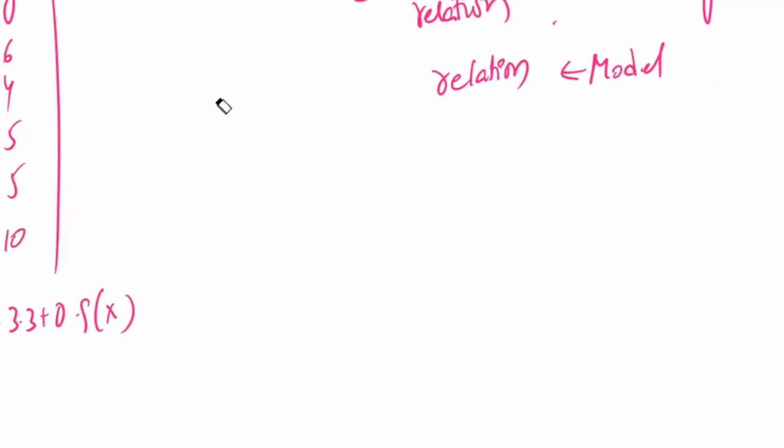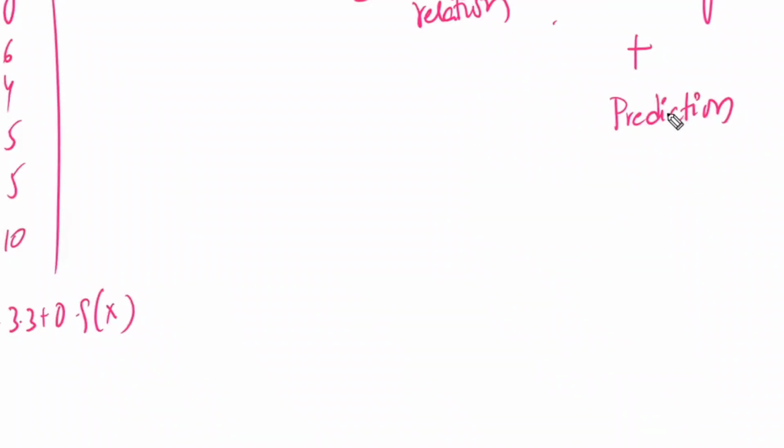Right? Now, generally, we'll do the modeling. Along with the modeling, the second step we'll do is prediction. We'll predict the values using the model. We'll just substitute this one here. What is it if I substitute 1? 3.3 plus 0.9, which is nothing but 4.2. Next, 3.3 plus 1.8, which is 5.1. 3.3 plus 2.7 is 6. 3.3 plus 3.6 is 6.9. 3.3 plus 4.5 is 7.8.